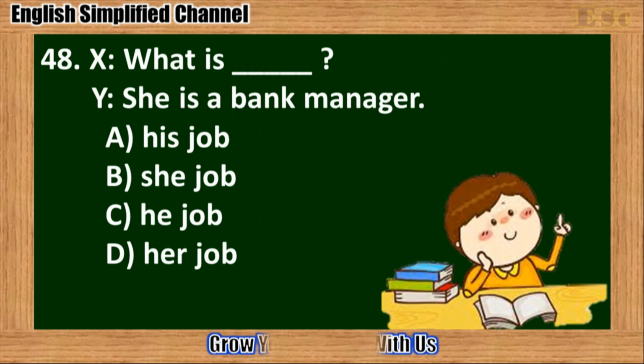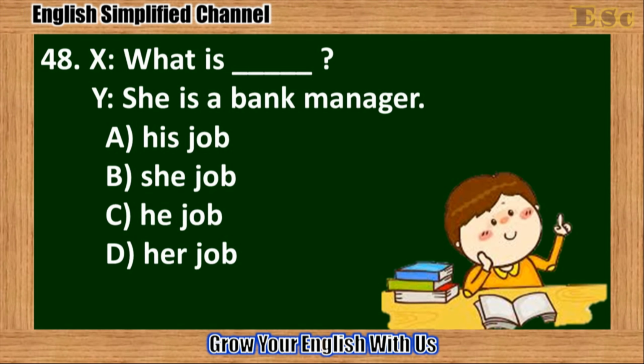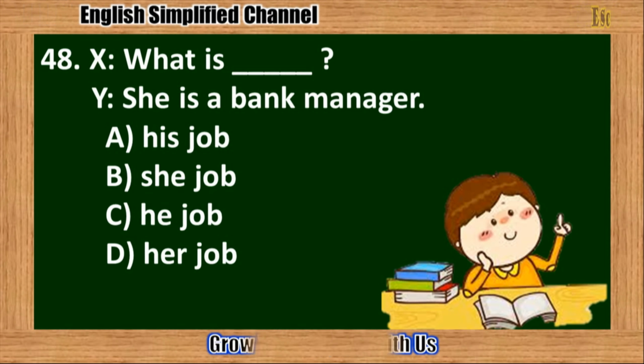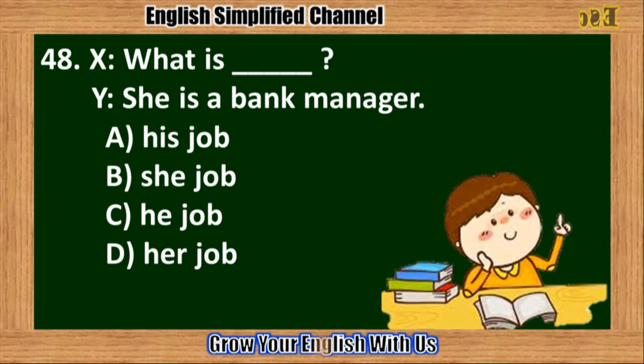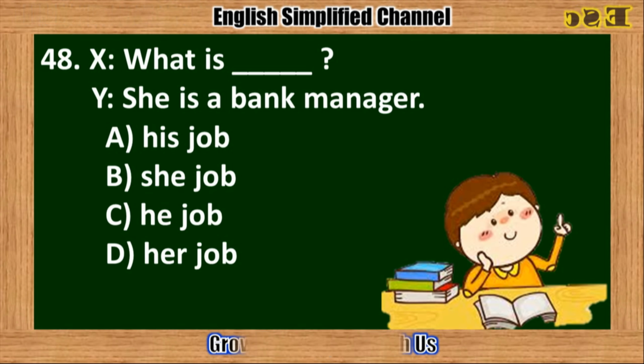(48) What is blank? She is a bank manager. A. His job. B. She job. C. He job. D. Her job.